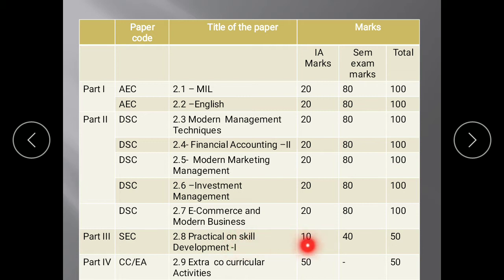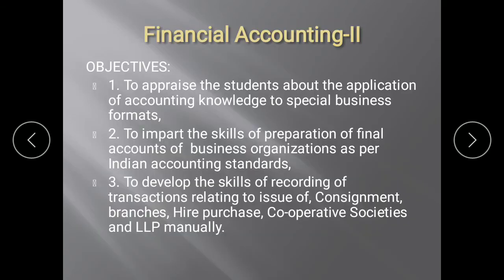It will carry 10 internal marks and 40 written examination marks. And part 4 will consist of extra co-curricular activities, which will be having 50 internal marks. So totally there will be 9 subjects: 1, 2, 3, 4, 5, 6, 7, 8 and 9. So totally there are 9 subjects for Bcom second semester. So I will be taking financial accounting.